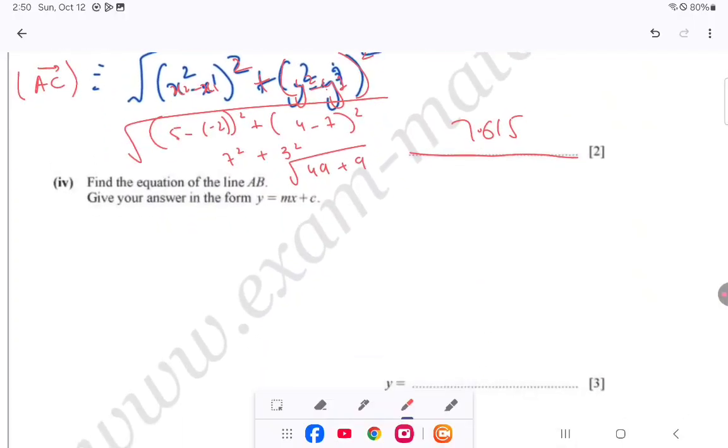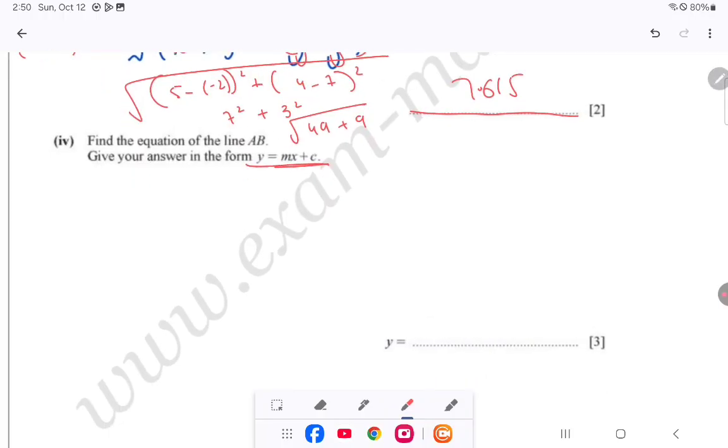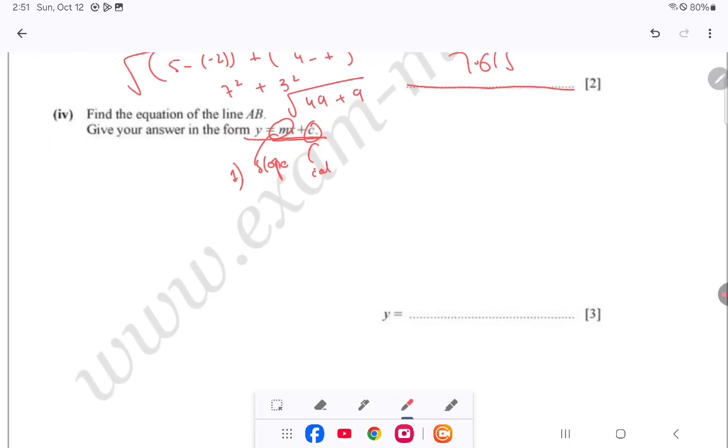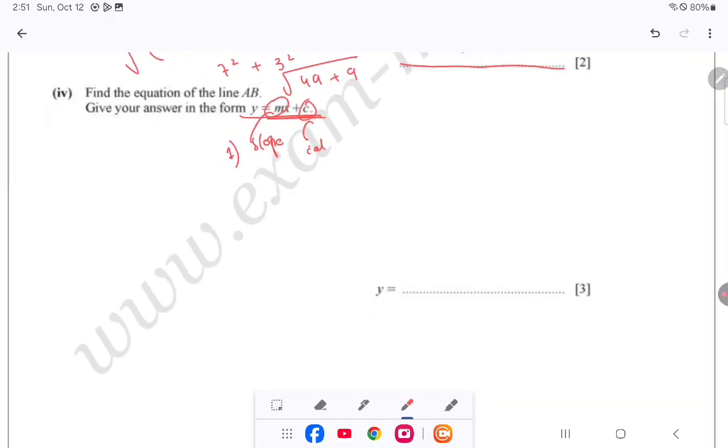Now in the part 4, find the equation of line AB. Give your answer in the form of y is equal to mx plus c, which is the basic line equation form. What we are gonna do? Simply calculate the slope. This is our first part. This is our second part to calculate the c, and then put both values in this formula to get the form y is equal to mx plus c.